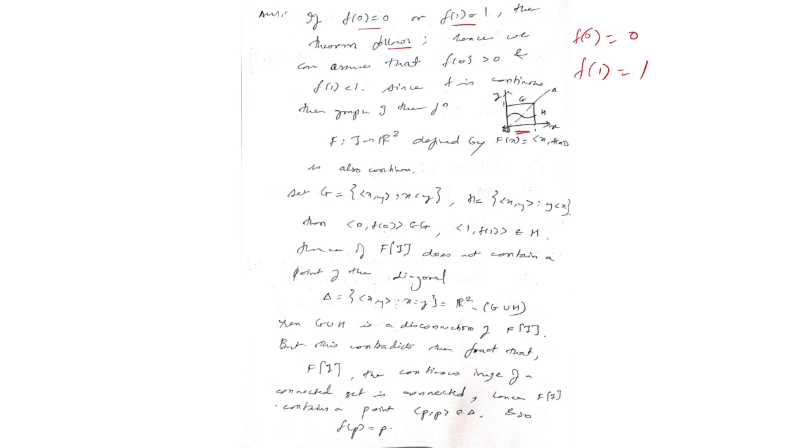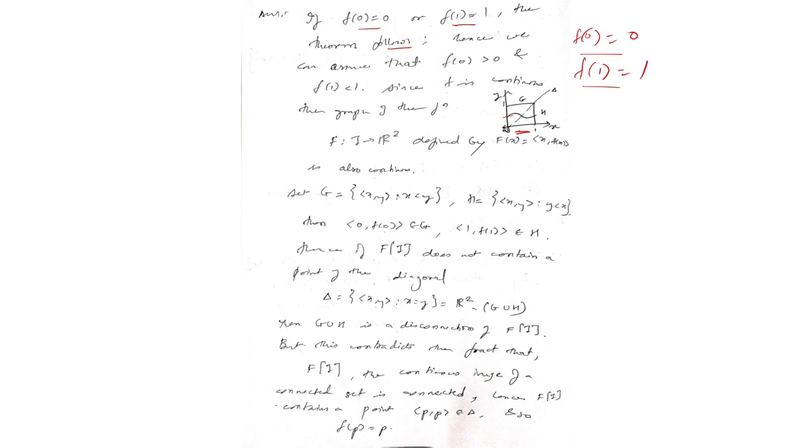So what about that? Hence we can assume that f of 0 is greater than 0 and f of 1 is less than 1, right? Because it will lie in between this range. So f of 0 will be greater than 0 and f of 1 will be less than 1.